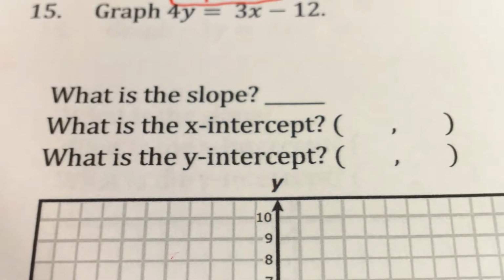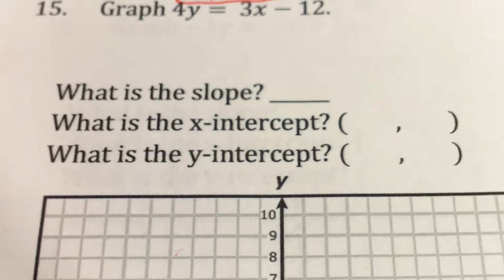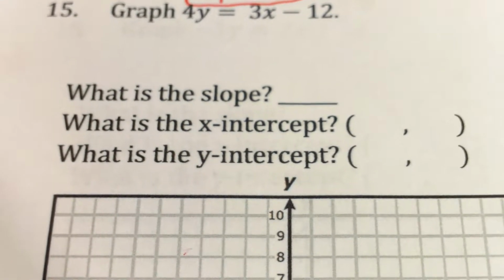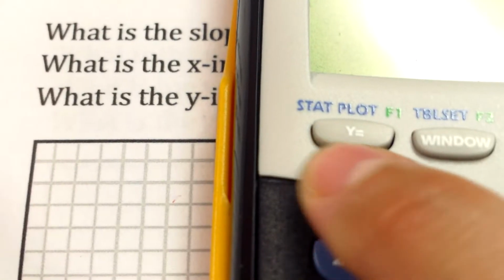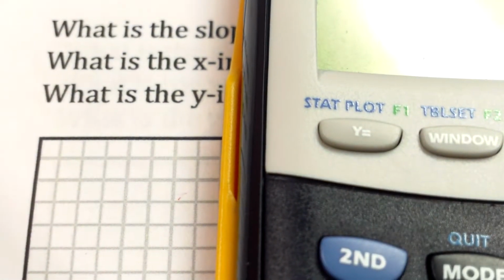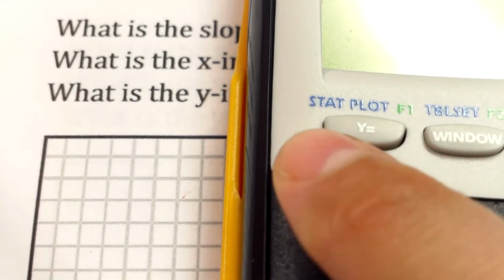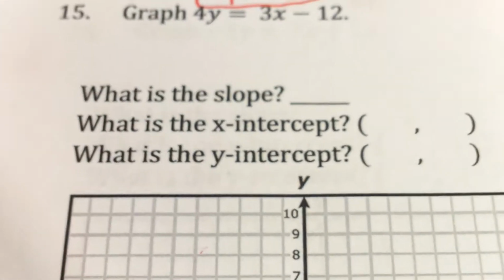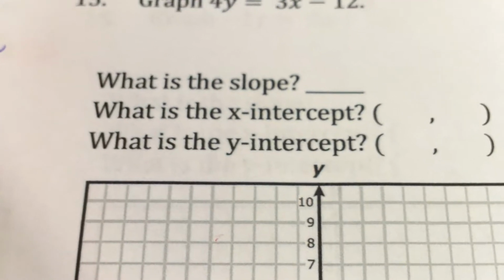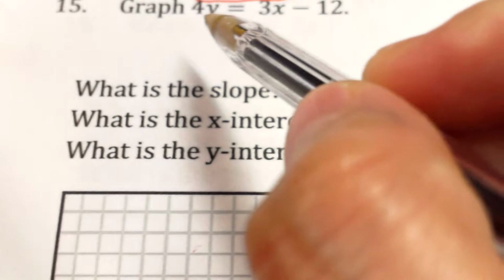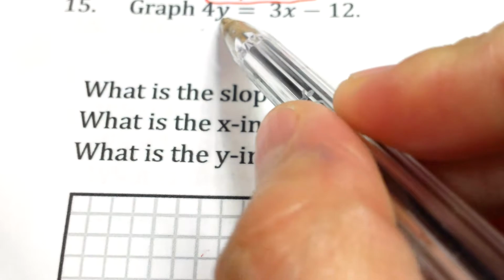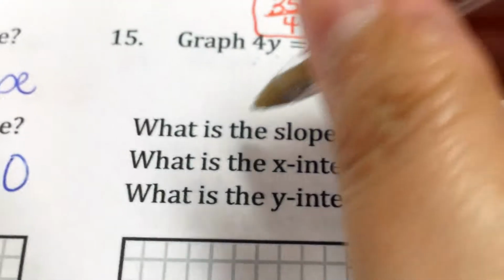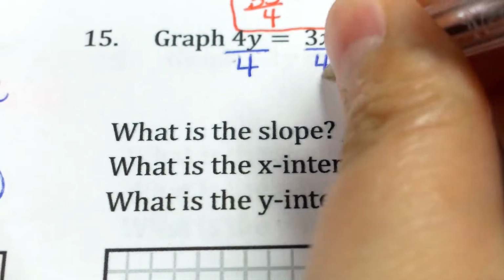Alright, number 15. Graph 4y equals 3x minus 12. Now, in order to graph it, our graphing calculator says we have to do it in y equals, because we always want it as y equals mx plus b for linear equations. So we need to change it to y equals. Well, I don't have y equals right now. I have 4y. So we need to make y by itself. So we need to get rid of that 4. The 4 is multiplying by the y, so we get the opposite, which is divide by 4 to everything.